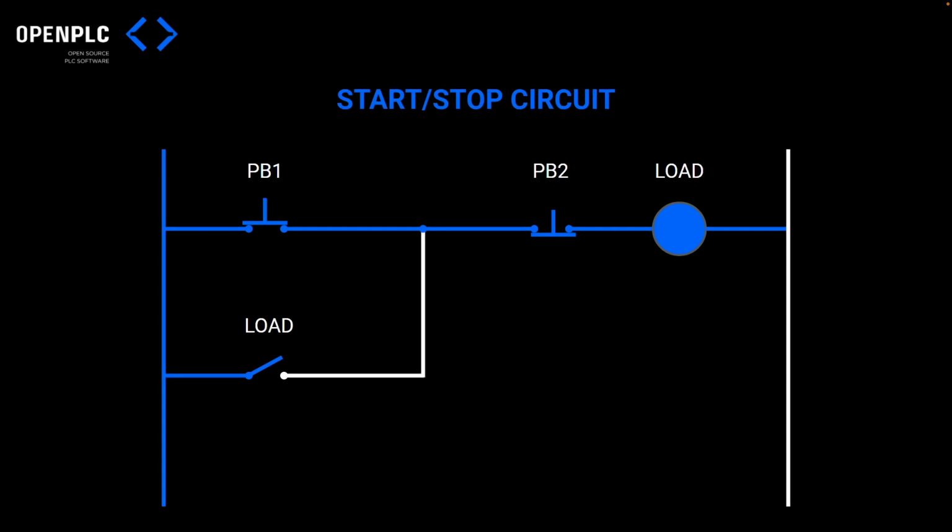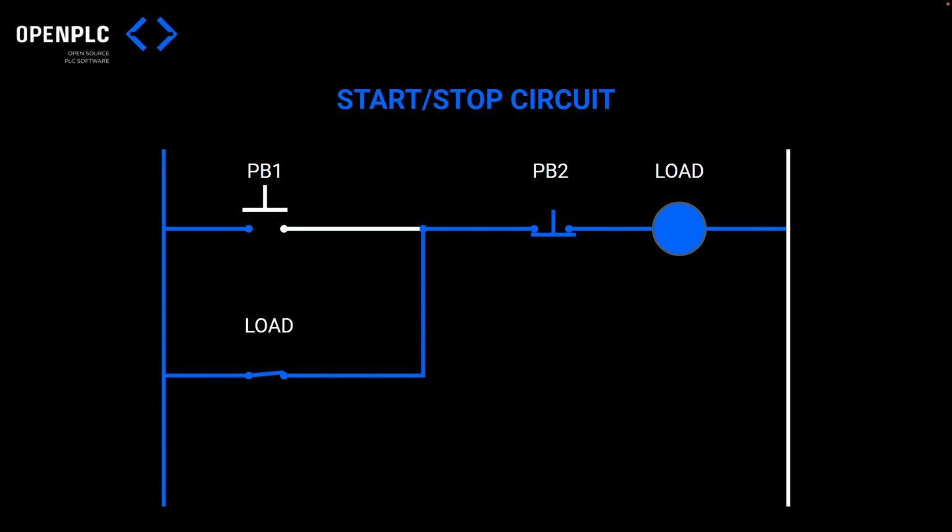Pay attention to PB2, that's a normally closed push button, which means that if I'm not pressing it, it's going to let the current flow through it, okay? So when that happens and the load is activated, the load itself is also closing that gap in the circuit around PB1, okay? So now I can release PB1 and the load is feeding itself, right, through that load contact. Okay, this is the start portion of the circuit.